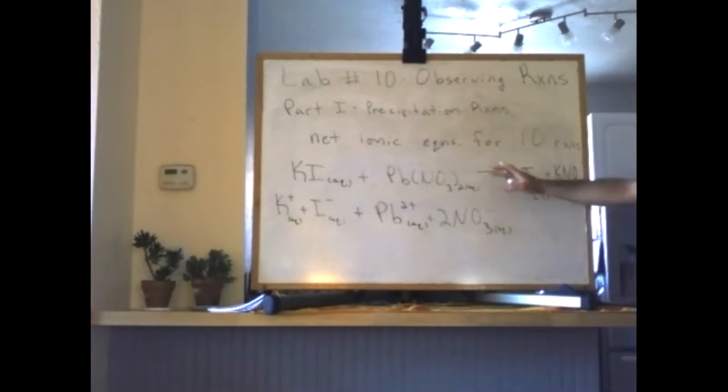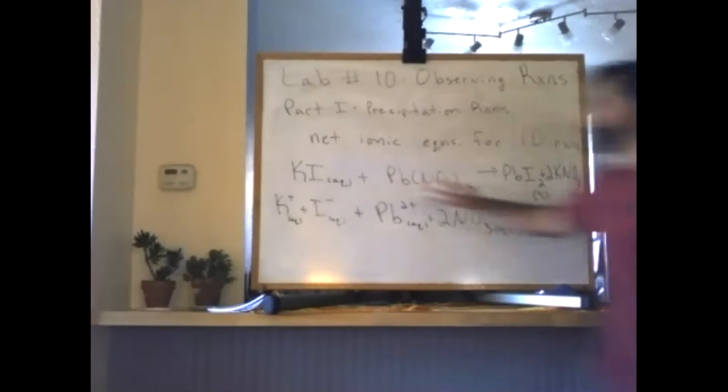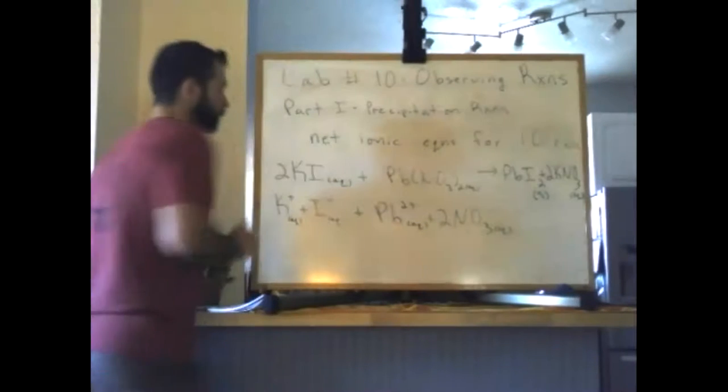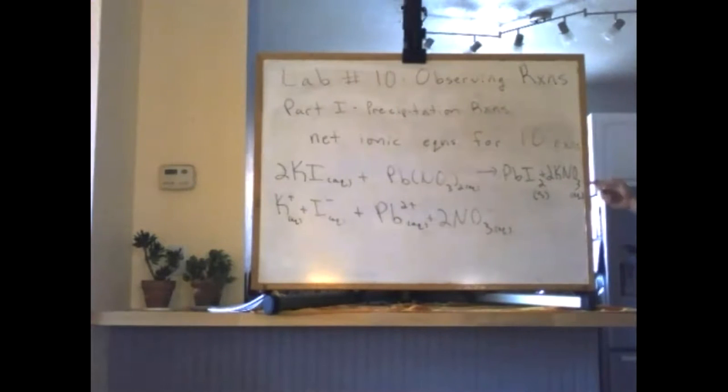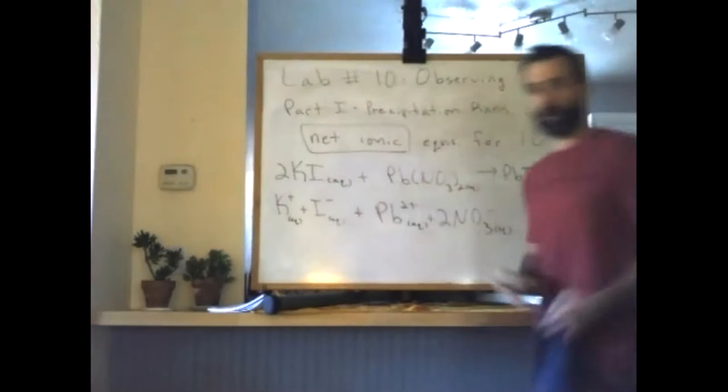Okay, we need to balance this reaction. How do we balance it? We got 2 nitrates. We need 2 nitrates over here. So how about a 2? 2 potassiums, 2 iodides. How about a 2? All right. This is a balanced molecular equation.